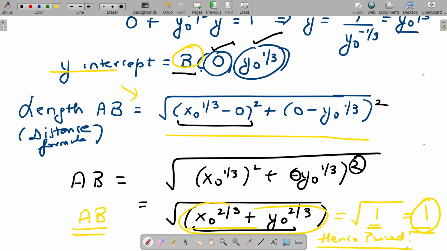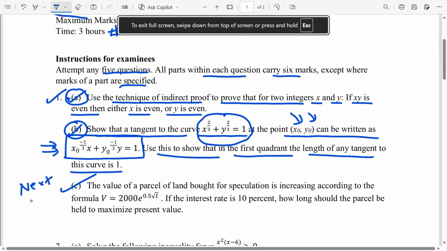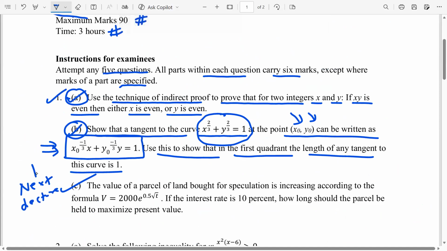So students, we are also done with question 1 part B. Now in the next lecture, I'm going to look at question 1 part C. We have done question 1 parts A and B. We are going to solve part C in the next lecture. I stop in this lecture.